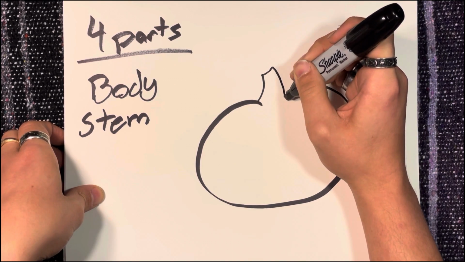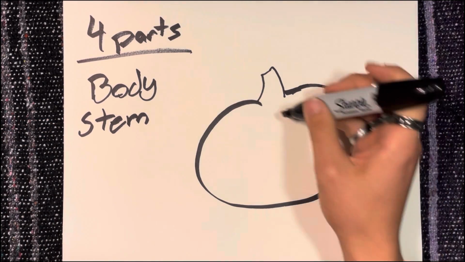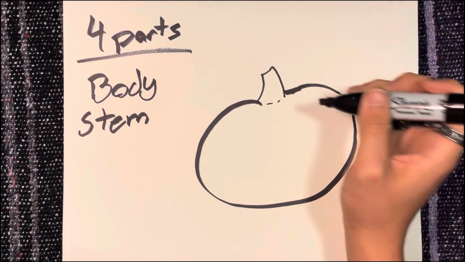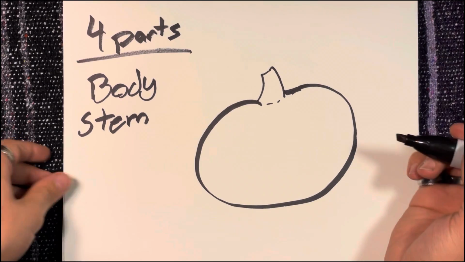Bringing that up and around. You want one side of the lumps of the pumpkin, the body, to kind of overlap the front side of the stem, so it gives it that 3D appearance that we're looking for. Now that is almost a pumpkin right there.